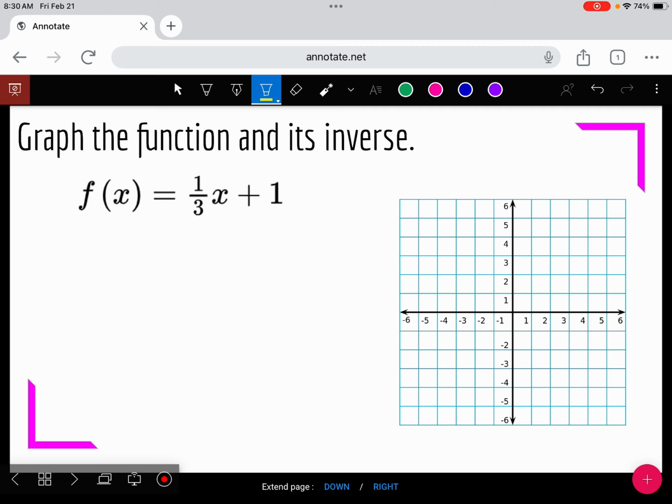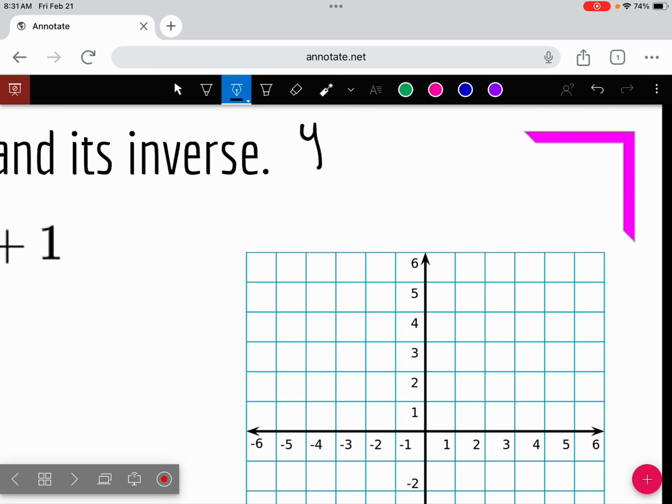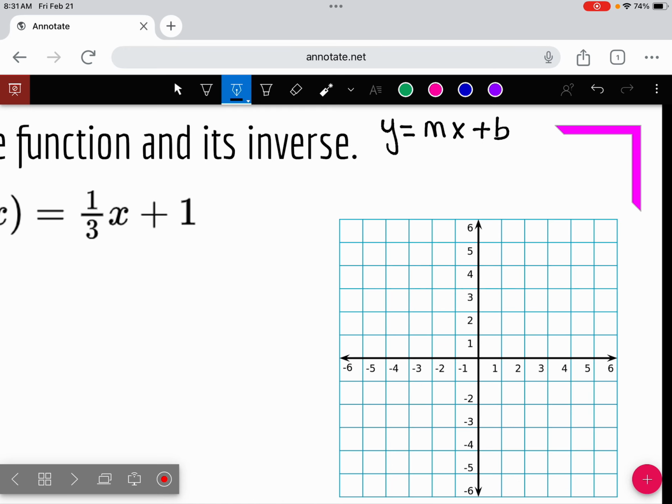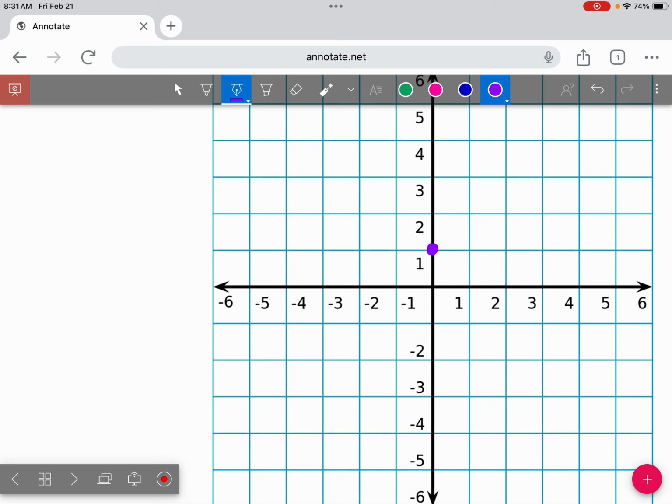So if I want to graph this thing, where am I going to put my first point? Where do I start? If I wanted to graph this equation. Yeah, this is in slope-intercept form. So this is our y equals mx plus b. So we're starting at that b, our y-intercept. So we're going to start at 1.